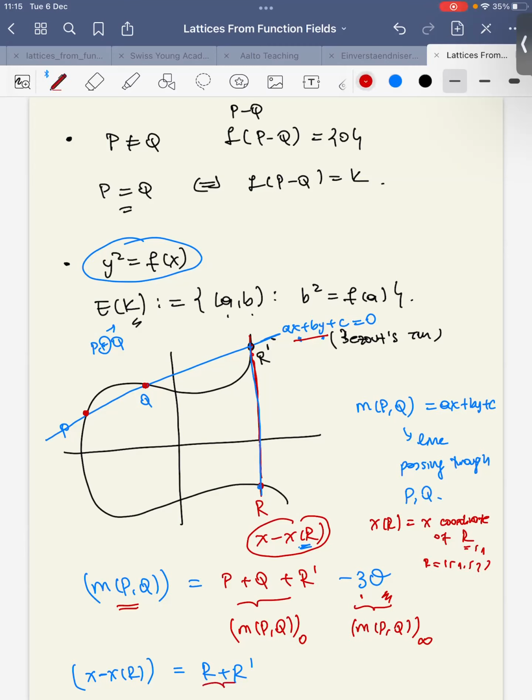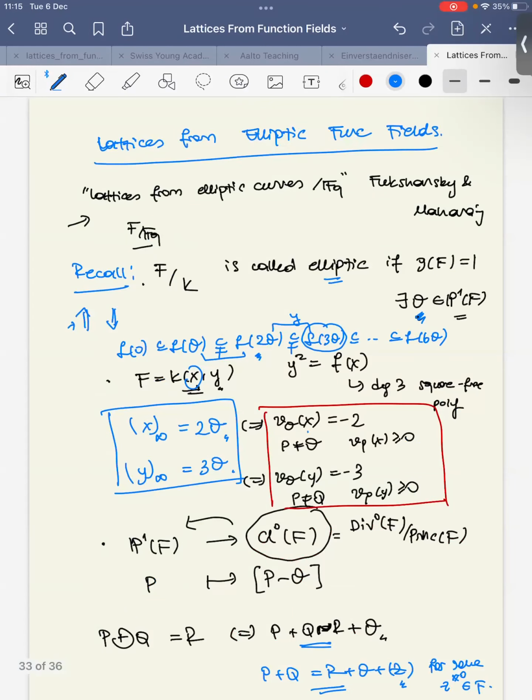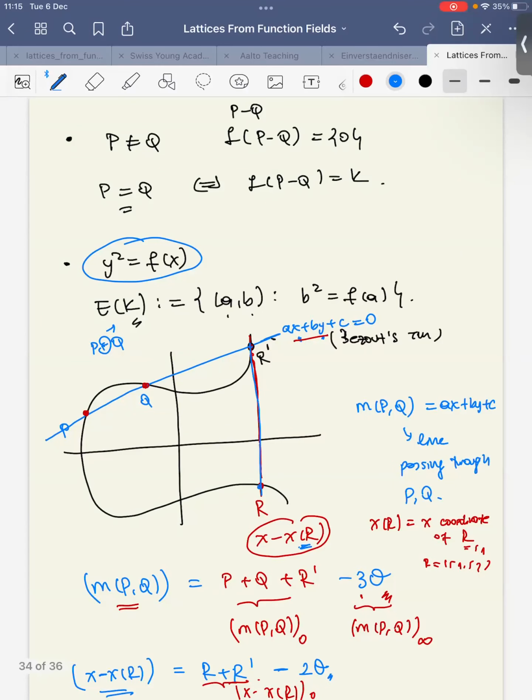This is going to be the zero divisor of x minus x of R in the function field. Similarly, we can verify that O is the only pole of this transcendental because O is the only pole of x. So this is a constant, and its multiplicity is minus 2, again by working with the strict triangle inequality.